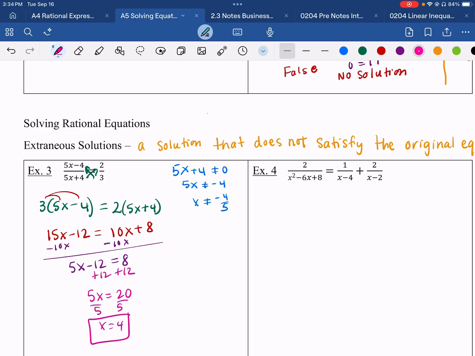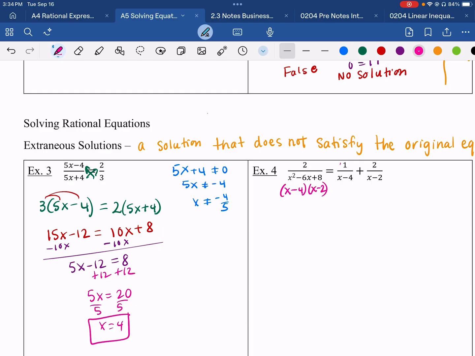Not necessarily though. Here, you can do a couple different things. You can get a common denominator and then have no denominator, or you can clear the fraction. So this denominator, it factors. Two numbers multiply to give you 8, and add to give you negative 6. Since it's negative 6, they both have the same sign. So I get x minus 4, x minus 2.